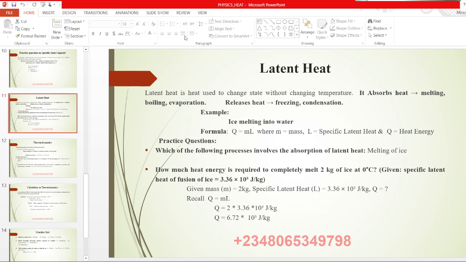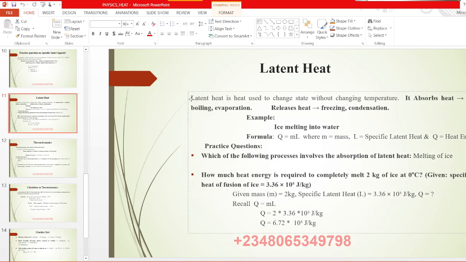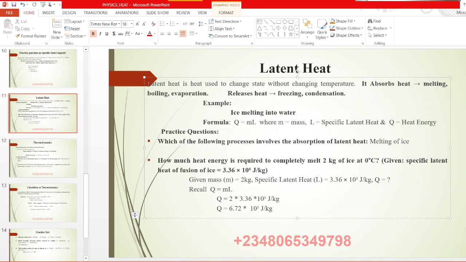Latent energy. Latent energy is referred to as energy or heat that changes the state of a matter without changing temperature. The state of a matter may change from solid to liquid, or from liquid to gas, without changing temperature. That's latent energy. So if the temperature does not change and there is a change of state, then that's basically referring to latent energy.